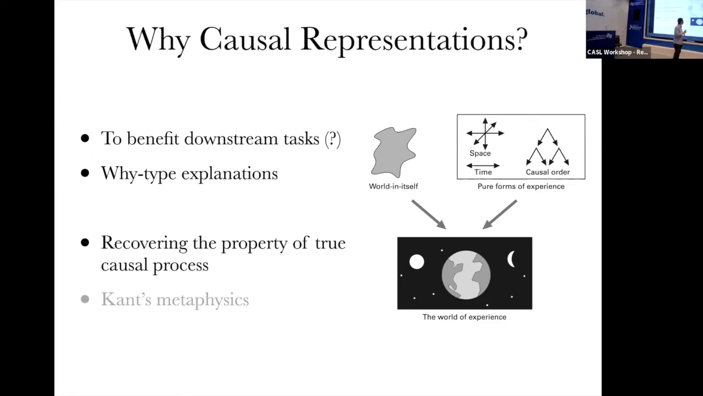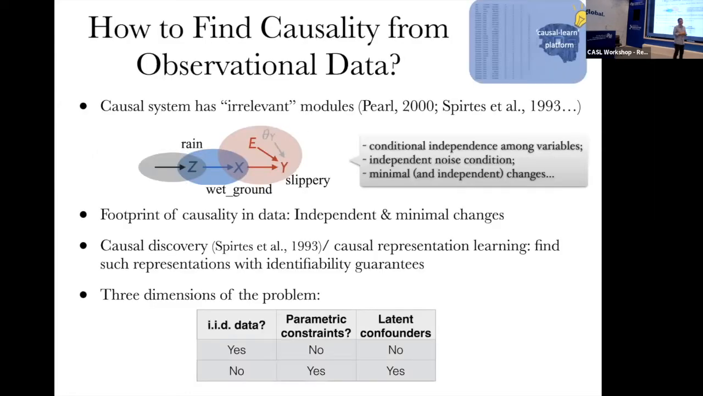And furthermore, how can we make it possible? We have only observational data. How can we really recover causal information from data? To answer this question, we have to address two issues. First, what kind of information in the data actually can reflect causal information? In other words, what kind of footprint of causality can we find in data? So I'll talk about that.